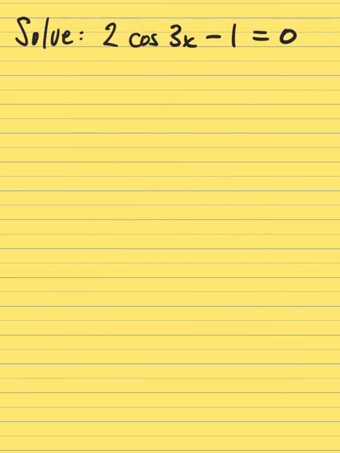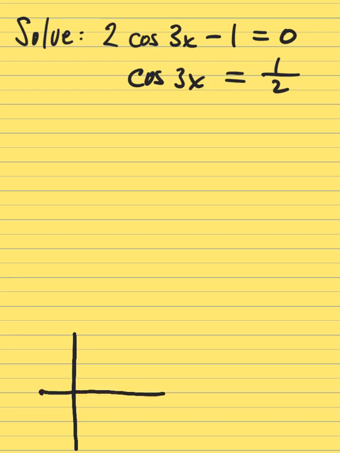This example has a multiple angle. Notice that instead of cosine of x, it's cosine of 3x. We're still going to approach this the same way. We're going to isolate our trig function. Let's add 1, divide by 2. Cosine is equal to positive 1/2 at pi over 3 and 5 pi over 3.